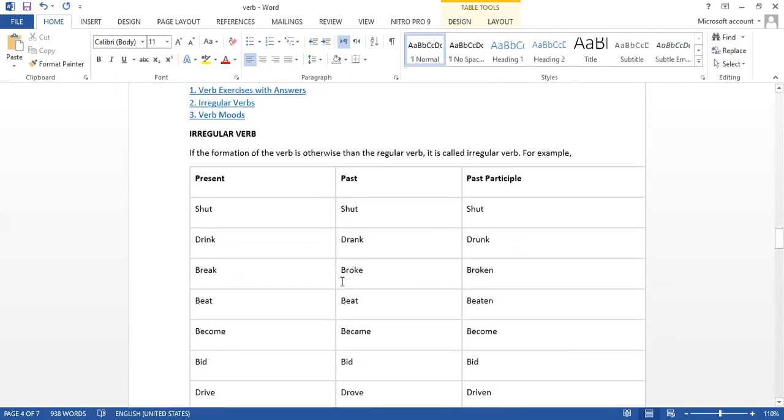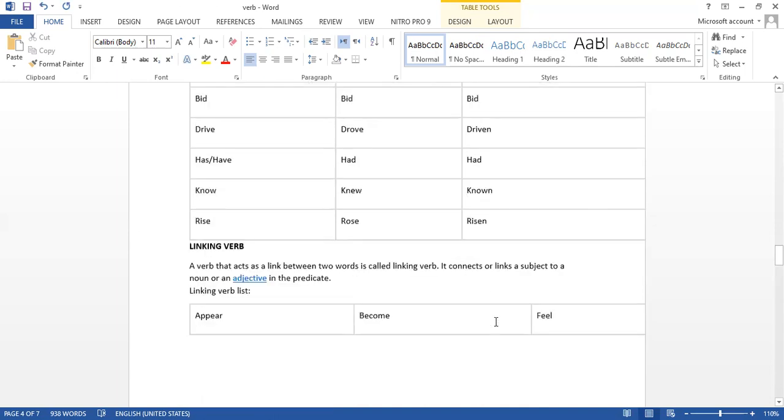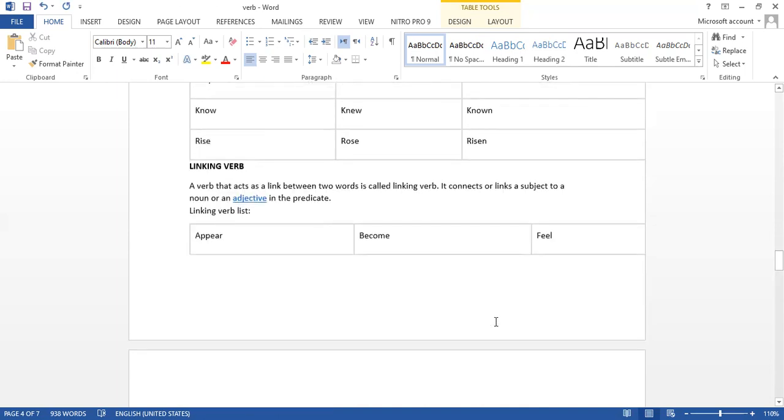Now, what are irregular verbs? Irregular verbs are those which do not accept the rules D or ed. For example, shut, shut, shut. Drink, drank, drunk. Break, broke, broken. Beat, beat, beaten. Become, became, become. Bite, bit, bitten. Drive, drove, driven. Have, had, had. Know, knew, known. These are irregular verbs which do not accept any rules.